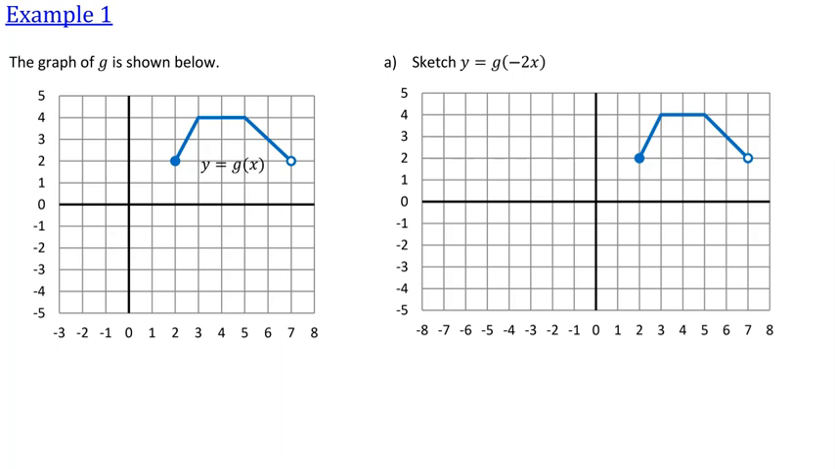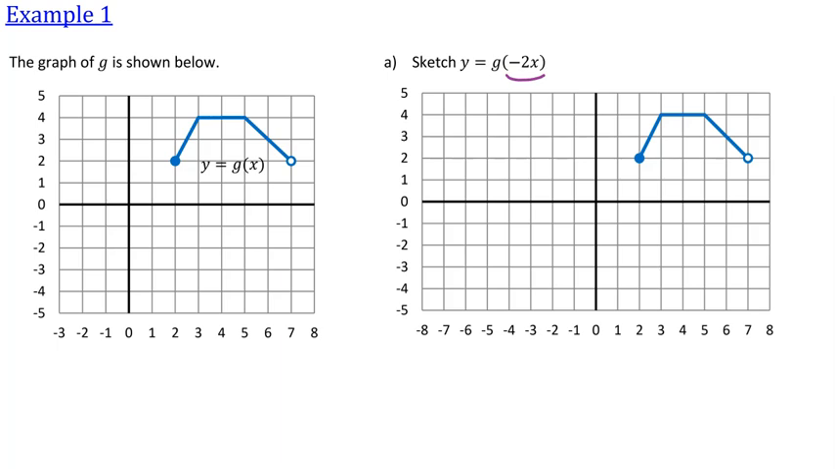The first part is asking us to sketch y equals g of negative 2x. So our first job is going to be to recognize from the list on the last page what transformations we have, and then we'll have to work on applying them to the graph. So there are actually two transformations here.